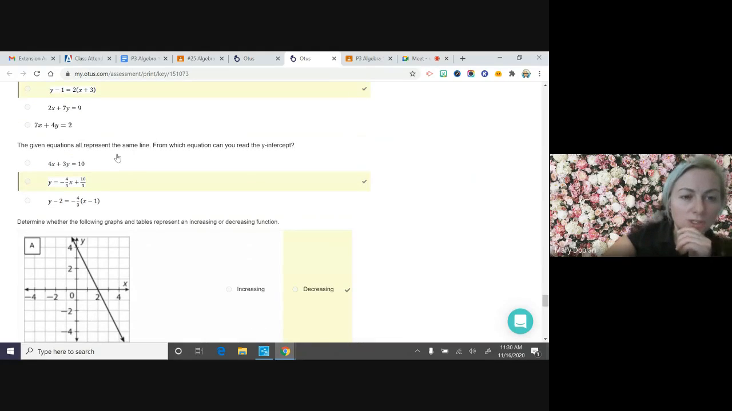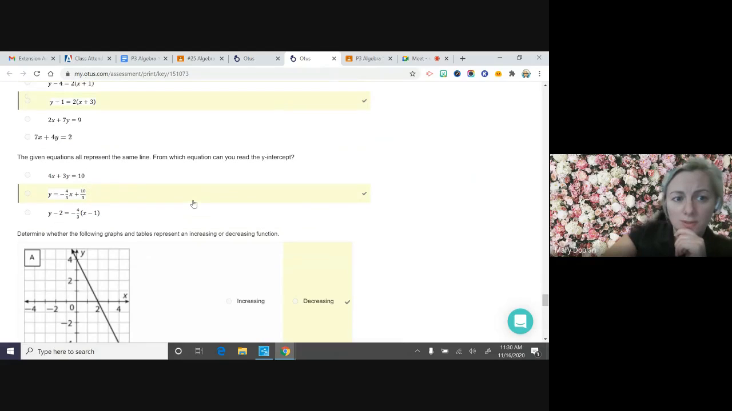The given equations all represent the same line. From which equation can you read the y-intercept? So slope-intercept form is the only form that lets you read the y-intercept.